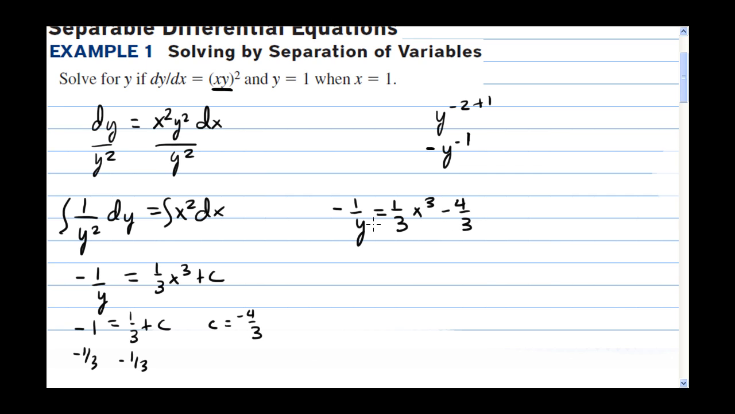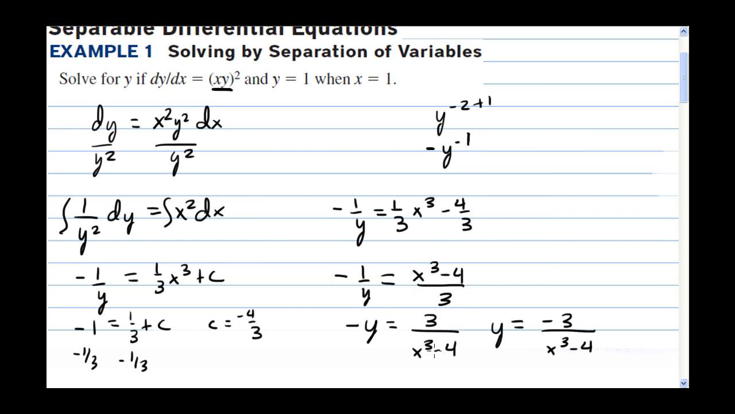Now, I want to get y by itself. In order to do that, I want to get the right side to be a fraction. So we have just one big fraction. So we have a common denominator here, so I can write this as x to the third minus 4 over 3. Now I can take the inverse of both sides. We could multiply by y, multiply by 3, and then divide. And essentially we're just taking the inverse of both sides. So we have negative y equals 3 over x to the third minus 4, and then multiply both sides by a negative. So the final answer is y equals negative 3 over x to the third minus 4.